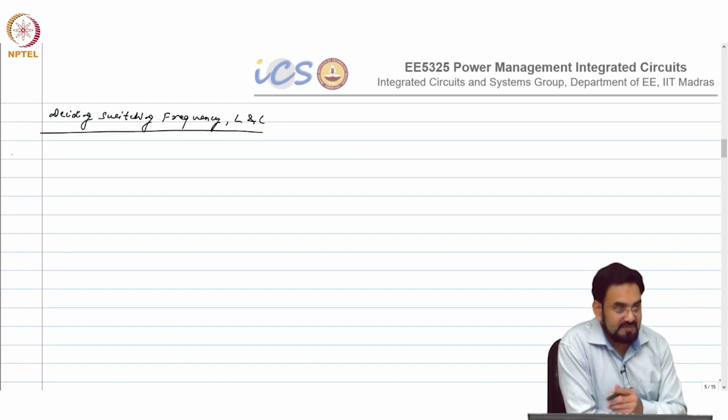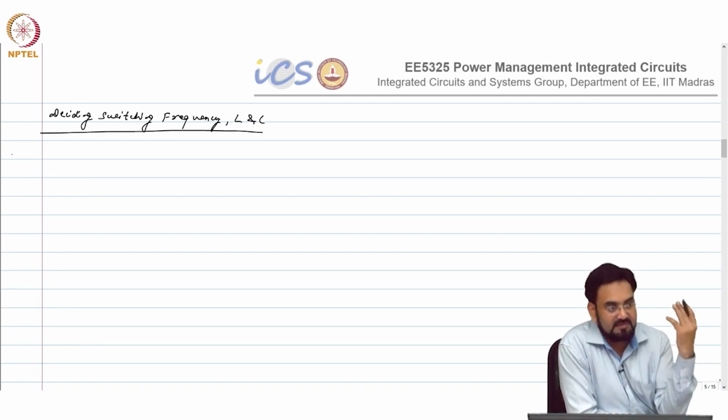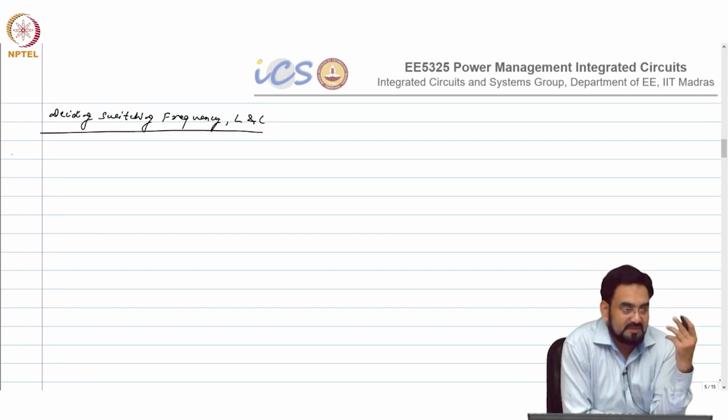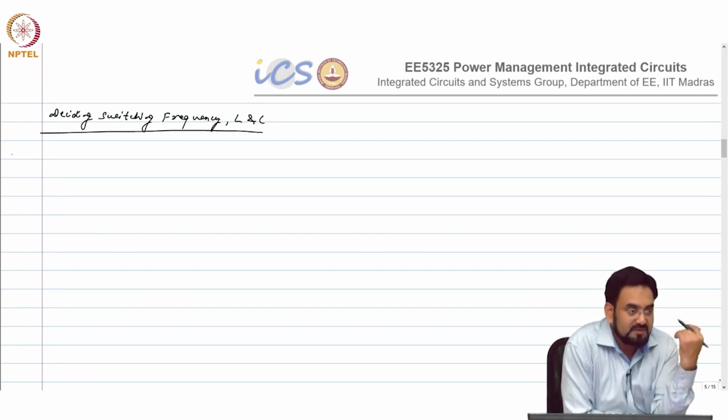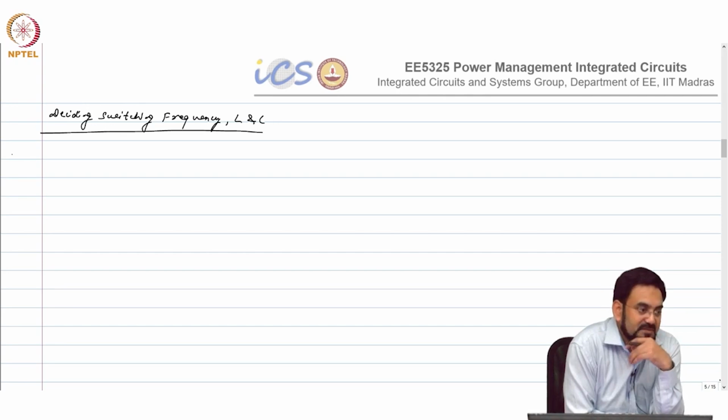So there is a trade-off between the size of L and C and switching frequency, but that does not mean that you can arbitrarily choose a very high frequency, because otherwise it will be difficult to meet the efficiency numbers.